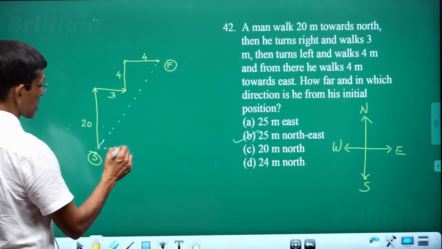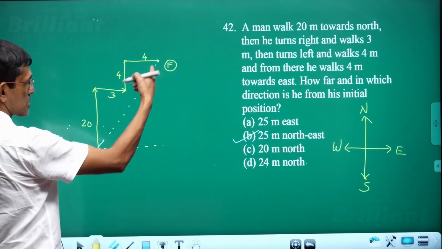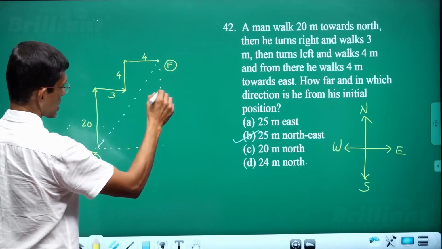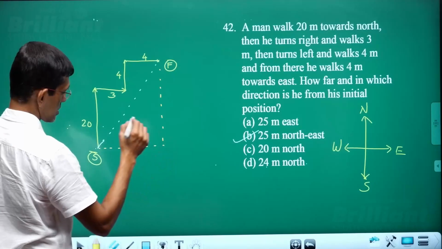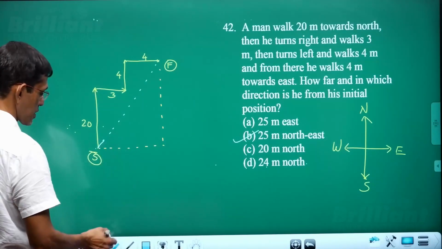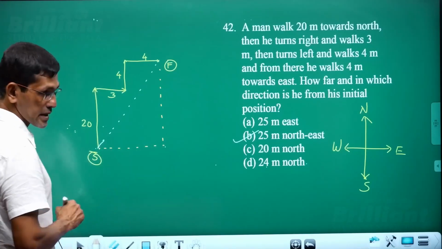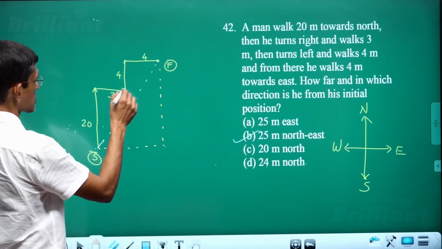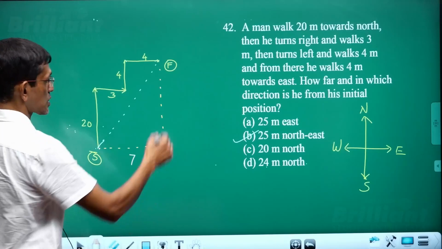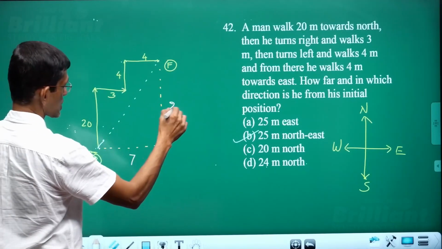Make a right angle triangle. Taking this blue line as the hypotenuse. So this is a right angle triangle. And we need the base. What is the base? Base means this distance. So up to here it's 3, the balance is 4. So 3 plus 4 is 7. So base is 7. What's the height? Up to here it's 20 and this is 4. So 24 is the height.